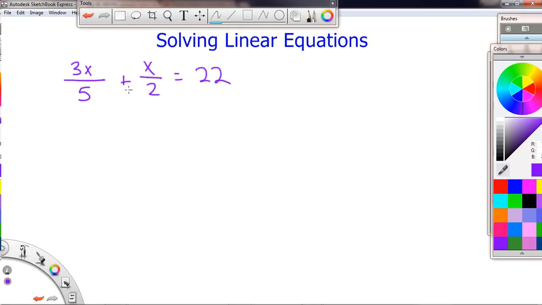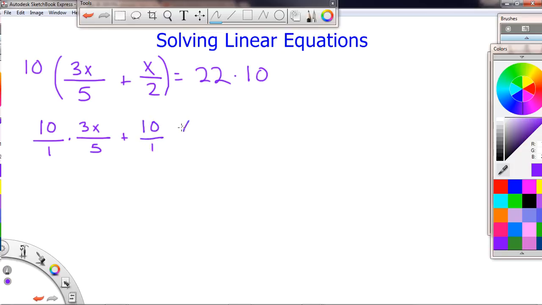Now whatever we do, when I say multiply, I mean both sides of this equation. So we're going to multiply this side of the equation, put it in parentheses, times, well, the least common multiple is 10. And if I multiply the left side by 10, I have to multiply the right side by 10. Okay? So I'm going to write every step here. This is going to be 10 over 1 times 3x over 5 plus the product of 10 and x over 2. Now I'm making 10 a fraction so you can see the cross-canceling that's going to happen here.